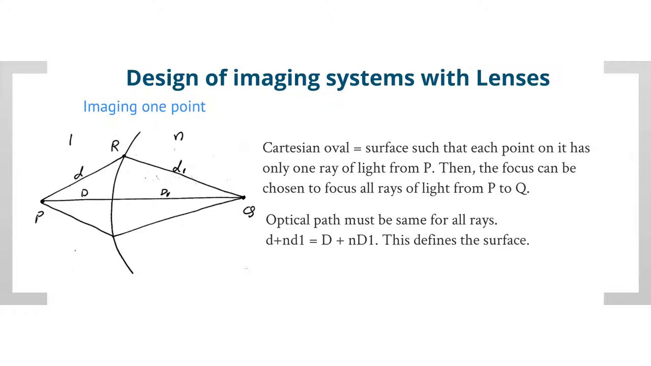I want to make sure that all rays end up there. So first of all, I need to define the surface. Let's start at some point here. At this point, I have to define a surface such that the ray goes this way. What would I do? I need to define some interface, right? If I want to bend the light this way, let's make a guess. It'll be something like this.